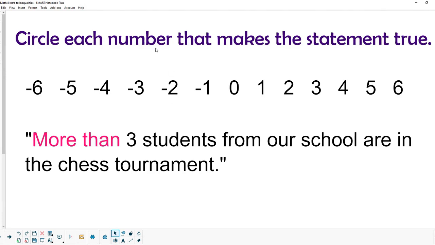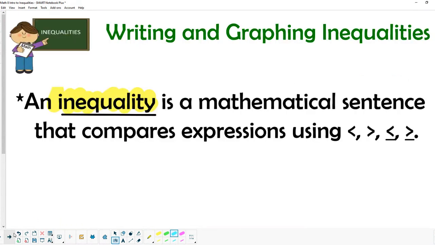The next one, circle each number that makes the statement true. So let me get my highlighter. Now you can circle on your paper as you do this, but I'm going to use my highlighter pen. So what is the statement? More than 3 students from our school are in the chess tournament. Well, more than 3. So what numbers indicate more than 3? Well, that would be 4, 5, and 6. Any one of those numbers would be bigger than 3. Notice how we didn't include 3 in that list because it said more than 3. Okay, so keep moving along here.